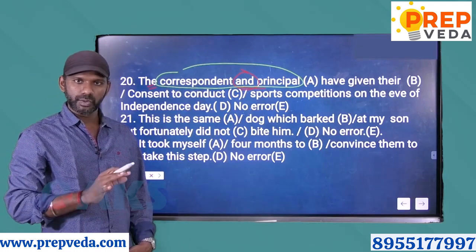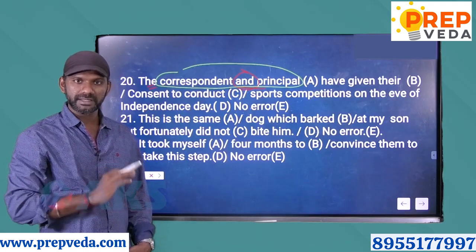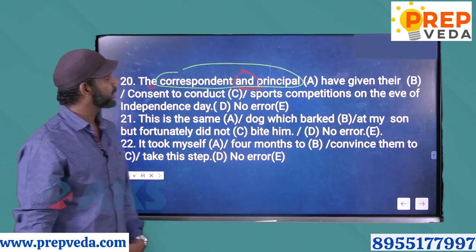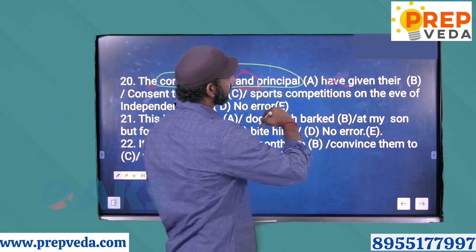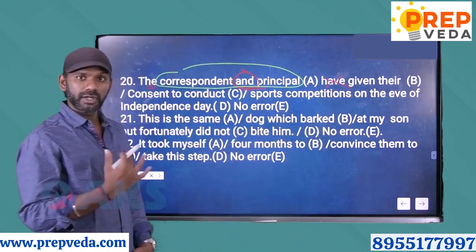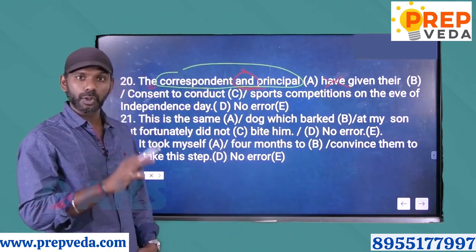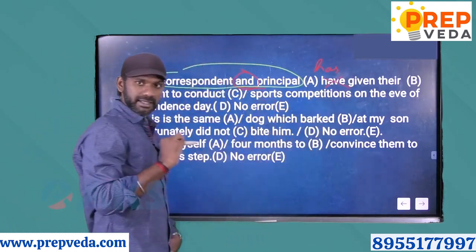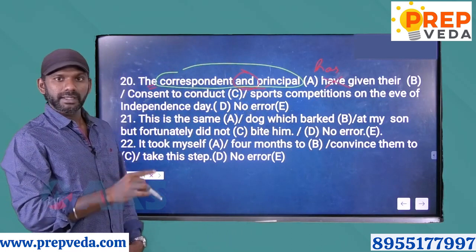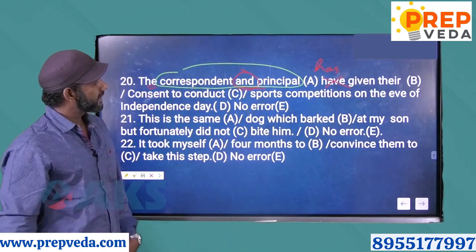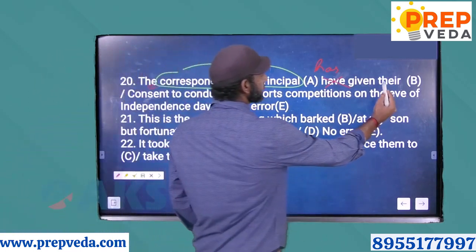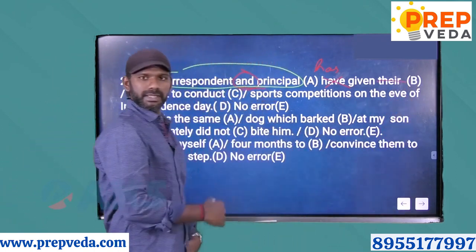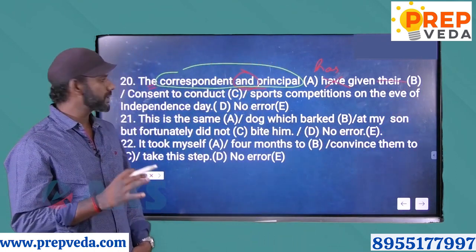So the subject here is singular. The verb and the pronoun must also be singular. The correspondent and principal have given, the subject is singular, verb must also be singular. Have is a plural verb. It cannot be have, it must be has. That is one error. We have one more error in the same part. Has given their consent. Their is a plural pronoun. As the subject is singular, the pronoun must also be singular.